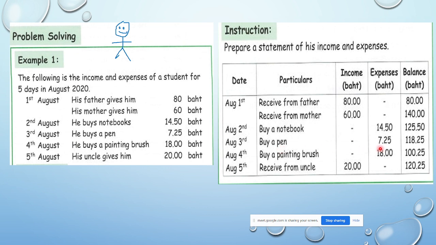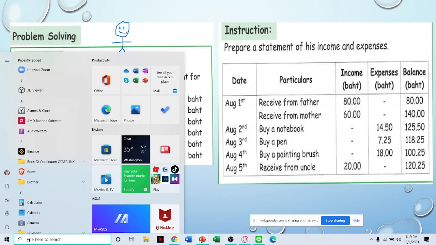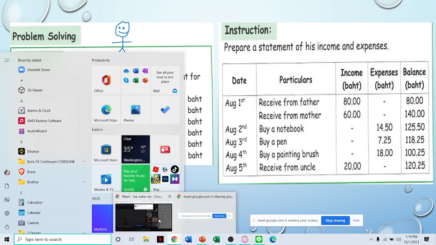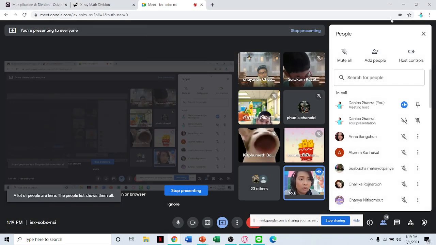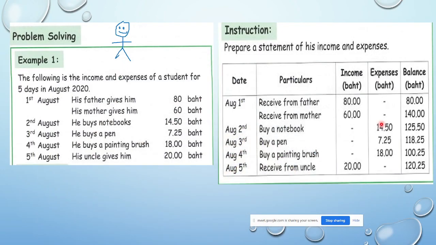Next, on August 3rd, you buy a pen for 7 baht 25 satang. So that is also an expense. So it will be subtraction again, 125.50 minus 7.25. So what is the answer? How much money do you have left? 118 point 25 satang. Yes, so now you have 118.25 baht or 118 baht 25 satang.